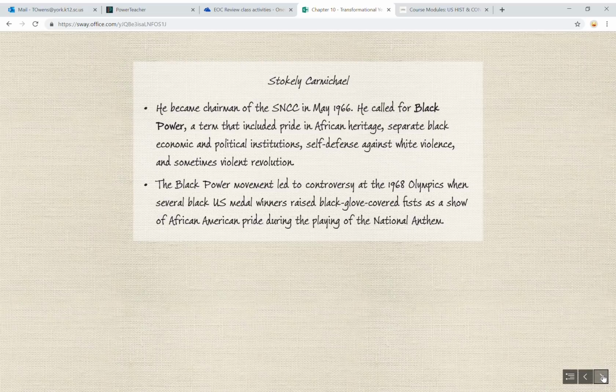Especially when we come together in the Olympics in 1968 and Americans win, and Black Americans who win, instead of saluting the flag, instead of putting their hand over their heart during the national anthem, raise their black-gloved fists as a show of African American pride, as opposed to pride in America. And so there's a lot of, I'm going to say, disappointment, but also anger against this movement throughout the United States with images like that.